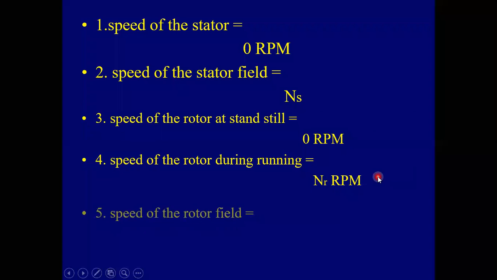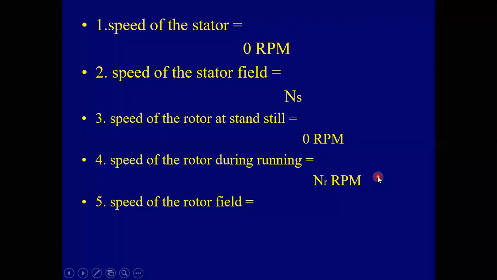Now next question, speed of the rotor field. This I haven't discussed. This is also Ns RPM. Where does this rotor field come from? You may get a doubt. We are giving three-phase supply to the stator winding, then a stator field comes and it rotates at Ns and it cuts the rotor conductors at standstill and then the rotor starts rotating.